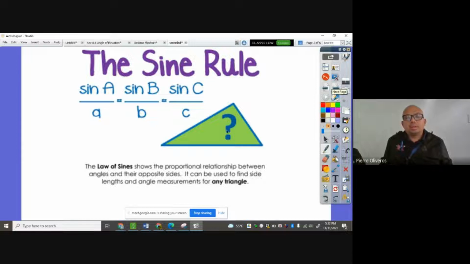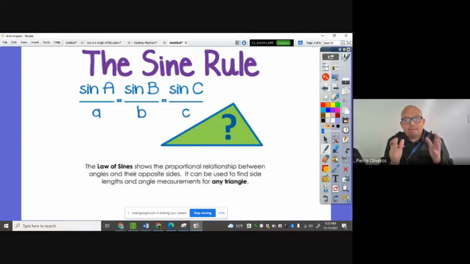And today we're going to learn about the sine rule, the law of sines. Okay, what is the sine rule? The law of sines shows the proportional relationship between the angles and their opposite sides. It can be used to find the side length and the angle measurement for any triangle. So this sine rule will work whether it's acute, right, or obtuse.